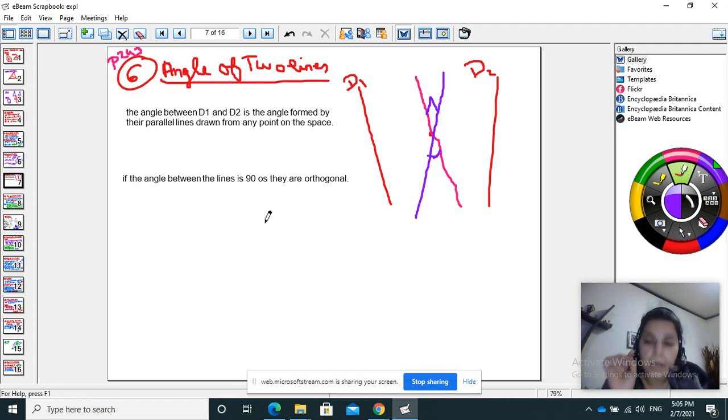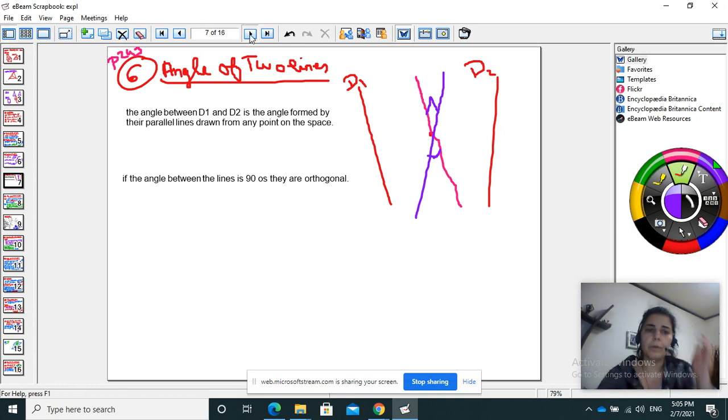Because I cannot measure the angle between two lines if they are not coplanar, meaning in the same plane. Those two lines are not coplanar. You cannot measure the angle between them. I translate the lines to see what is the angle between those two lines.